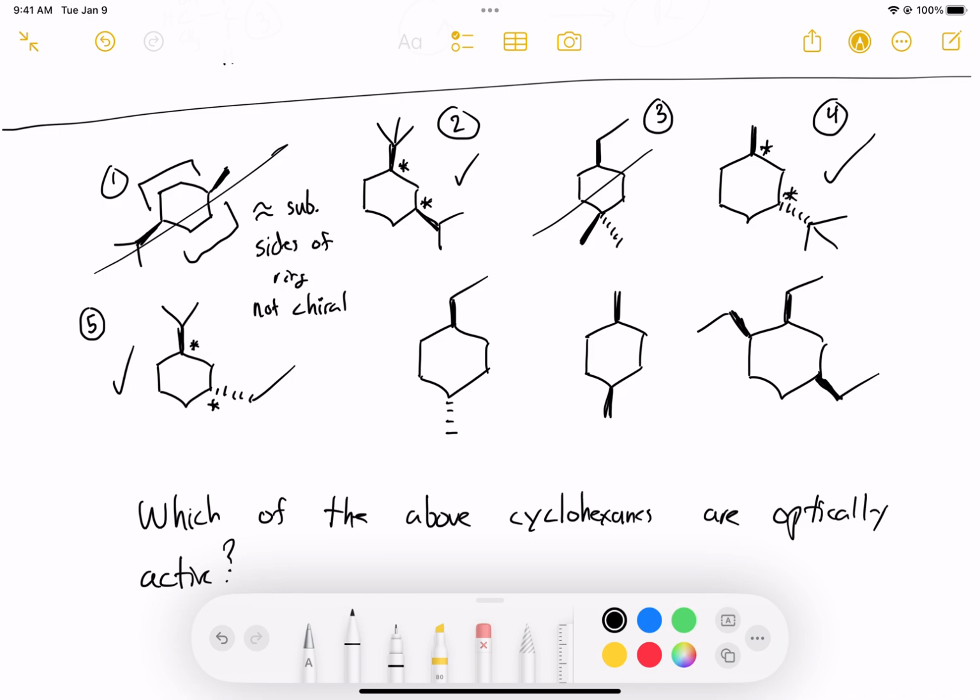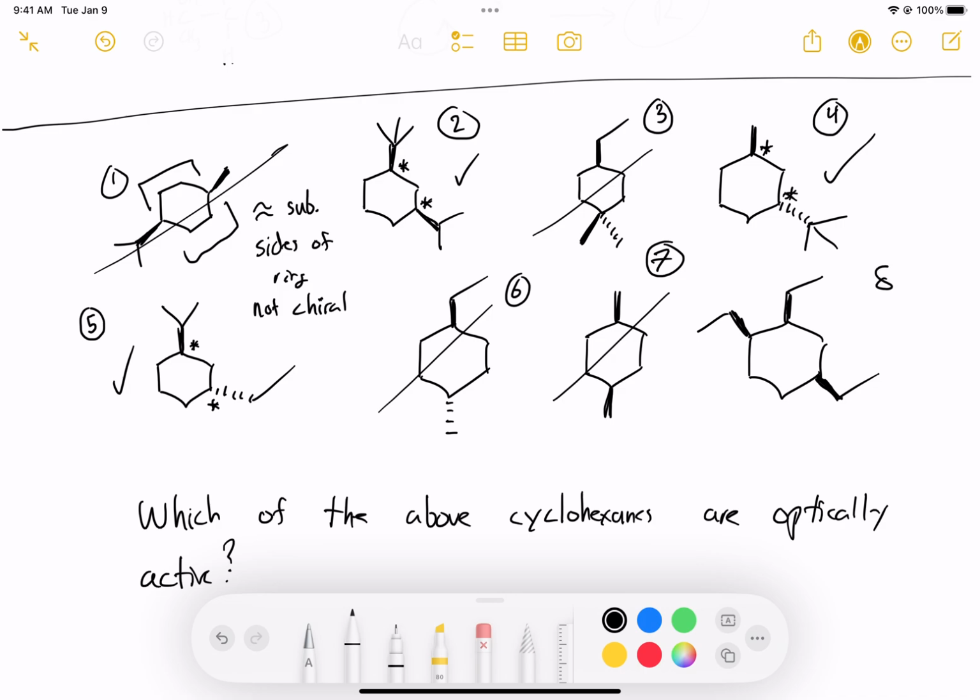All right, number 6. Just like the cases we've seen before, it's 1,4 substituted. So 1,4 disubstituted with different substituents, they'll never be chiral because 2 sides of the ring will be exactly the same. So this doesn't check out. And likewise for number 7, it's symmetrical and it has the same 2 substituents around the ring. So this one will not pan out either.